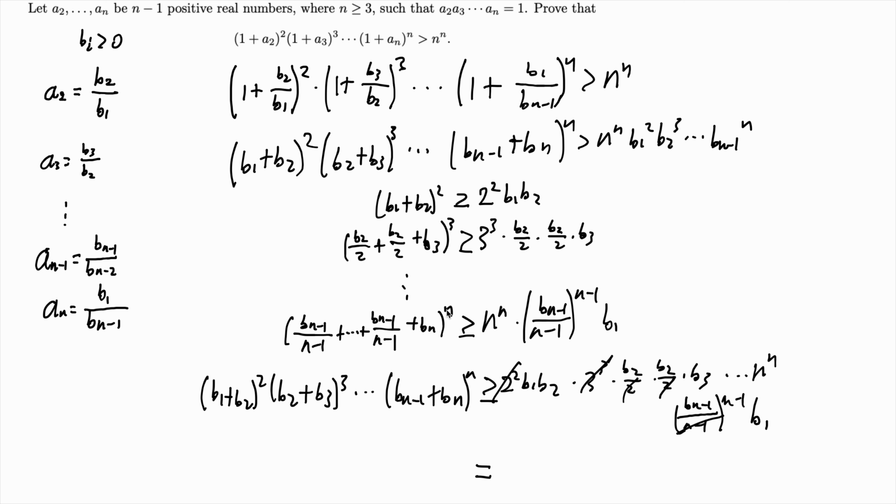Yeah, so we have n to the power of n, b sub 1 squared, b sub 2 cubed, b sub 3 to the 4, all the way until b sub n minus 1 to the power of n. And that's because we have n minus 1 b sub n minus 1. However, we also have another b sub n minus 1 in our previous group. So we know that this is true by the AM-GM inequality.